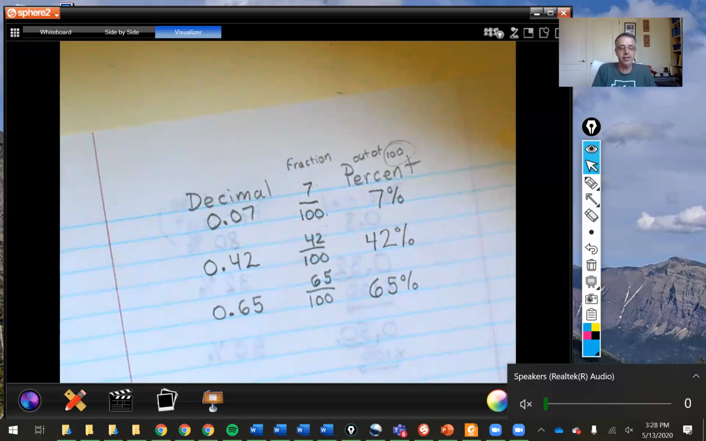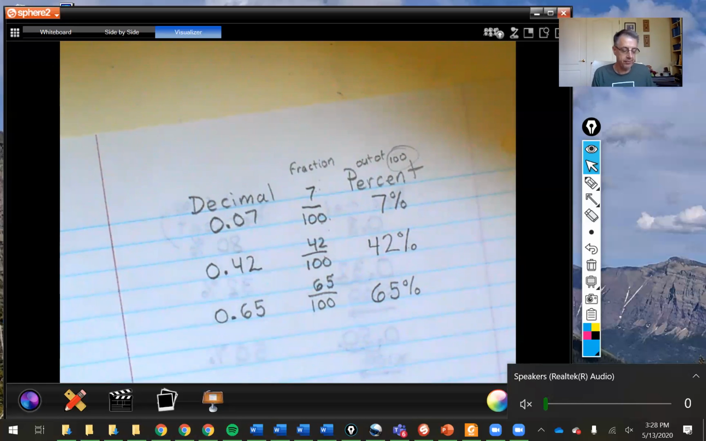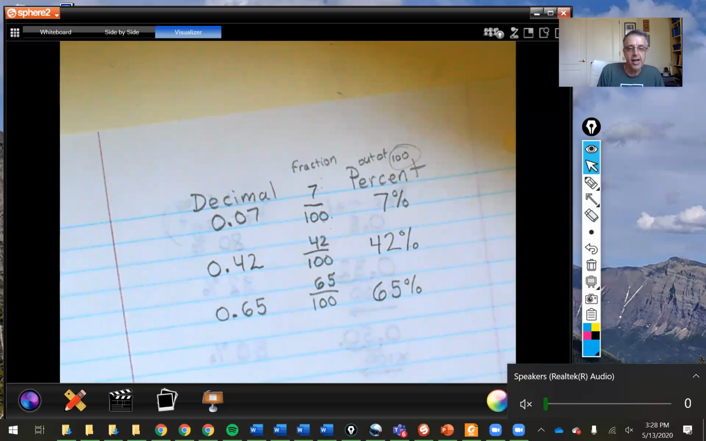And that's all there is to it. Converting a percent to a fraction to a decimal. And that's all you need to do, boys and girls.